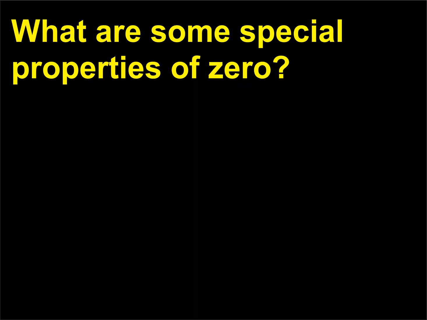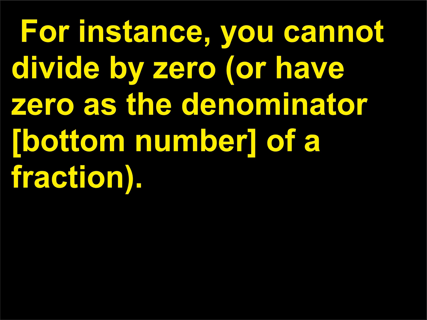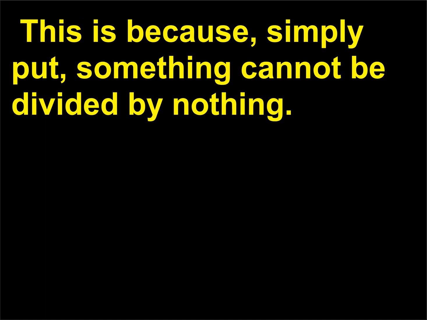What are some special properties of zero? There are many special properties of 0. For instance, you cannot divide by 0, or have 0 as the denominator, bottom number, of a fraction. This is because, simply put, something cannot be divided by nothing.